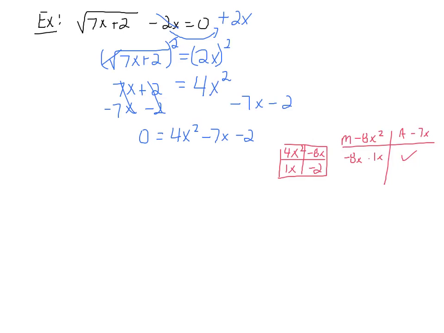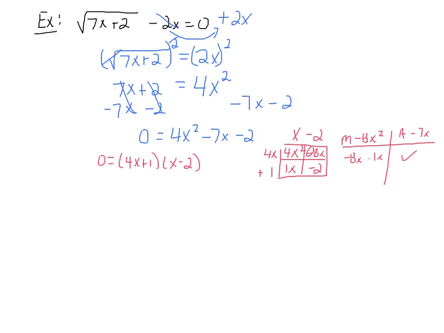So in the first column, I have x. In the second column, I need to bring out that negative, and I can factor out a negative 2. In the top row, it's going to be 4x. In the bottom row, it's going to be a positive 1. Okay, so there's my factors: 4x plus 1 and x minus 2.